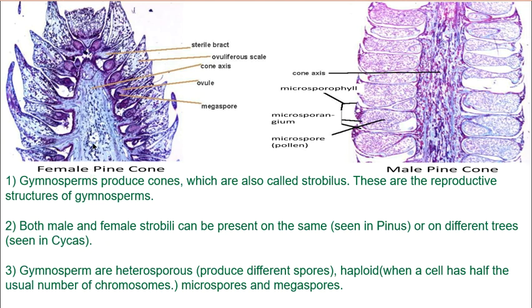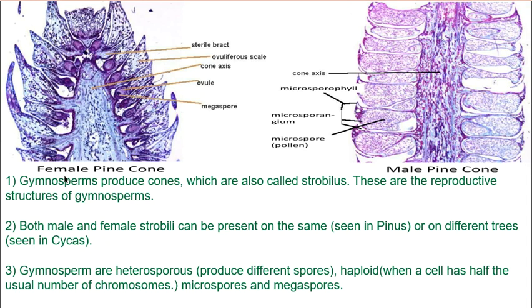Now, in the female cone, what is the structure? There is a central axis. You can see the central axis, and on this central axis, the leaves are attached. These structures you can see attached with it. These are the leaves, and these specialized leaves are called sporophylls.